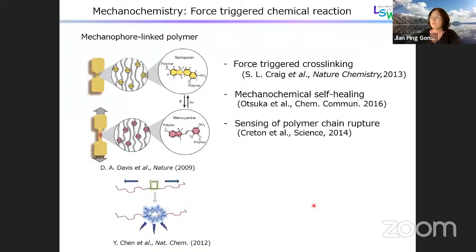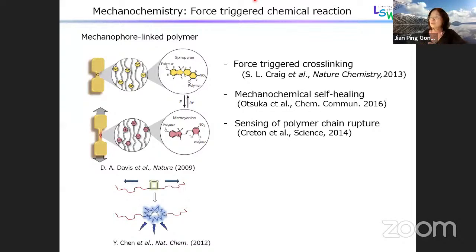So to think about this, we had to introduce a very important field called mechanochemistry. So this field is growing very rapidly. Mechanochemistry, and from the word we can see that it's chemical reactions triggered by mechanical force. So the force and chemical reaction are coupled.